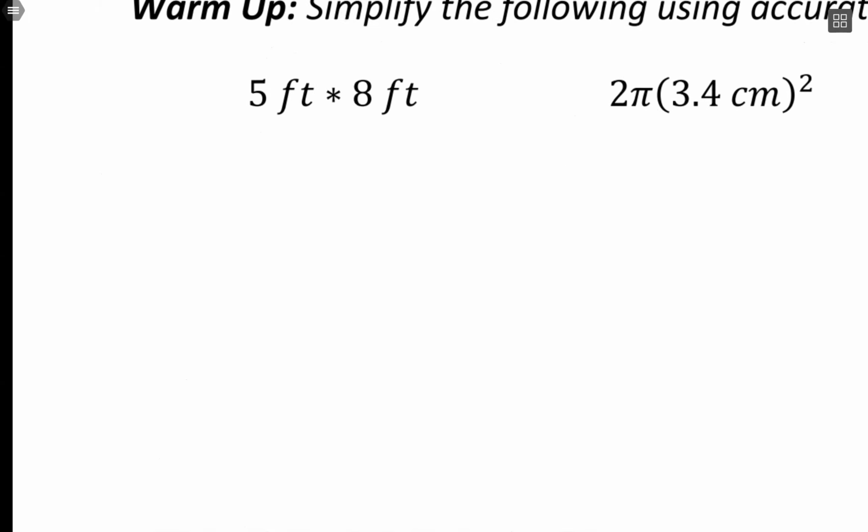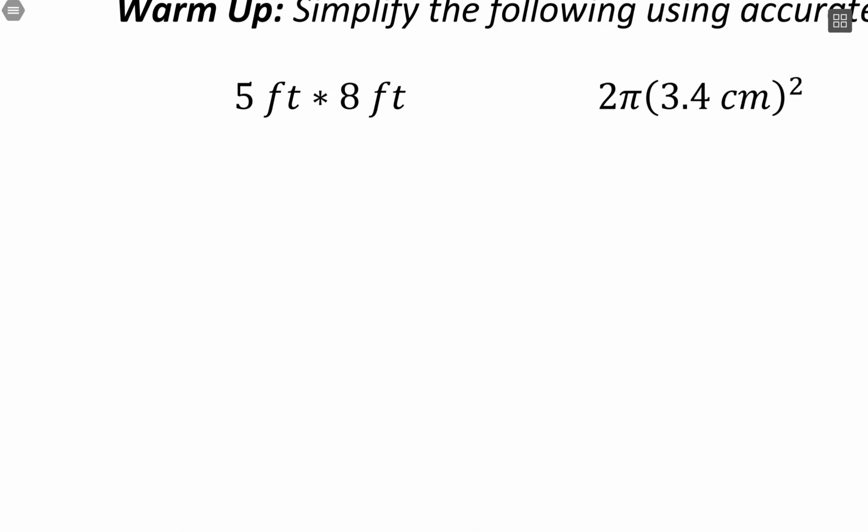So with this first one here, 5 feet times 8 feet. Something we should notice here is that we have these two values, both of them have units to them, and we're multiplying them together. Now, numerically, we just treat this the same as we usually do. 5 times 8, which is 40. Fantastic. What we then need to understand is what's going to happen to the units.